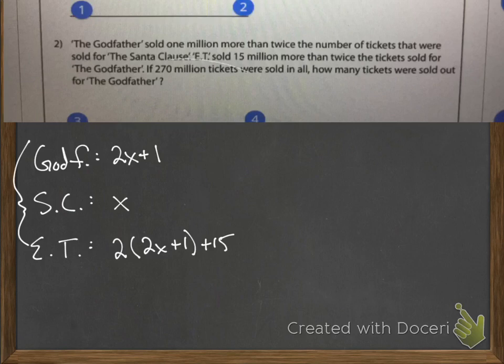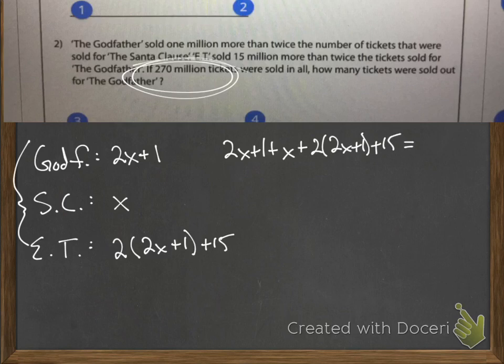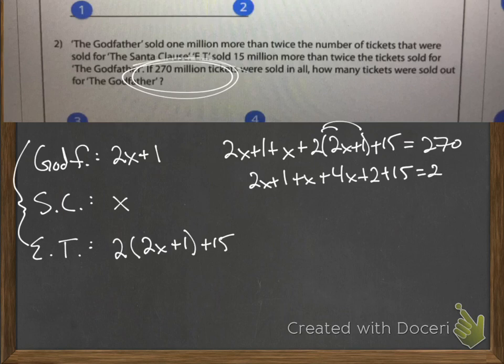Next, we're talking about a total. Our total is 270. So to get to our total, I'm going to take my Godfather tickets, my Santa Claus tickets, and my E.T. tickets. And I know that has to equal 270. Notice I'm not doing all the commas and zeros. All this is in millions. I can just use 1s and 15s and 270. All right, so now we got to think about that zombie problem. We got to tighten up. We got to combine some like terms. So I've got 2x plus 1 plus x plus 4x plus 2 plus 15 equals 270.